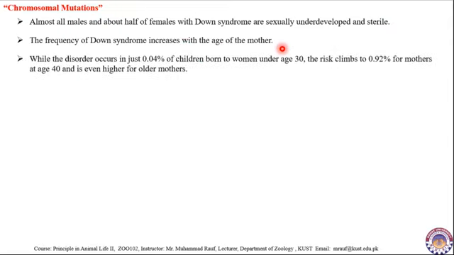Almost all males and about half of females with Down syndrome are sexually underdeveloped and sterile. The frequency of Down syndrome increases with the age of the mother, while the disorder occurs in just 0.04% of children born to women under age 30. The risk climbs to 0.92% for mothers at age 40 and is even higher for older mothers.